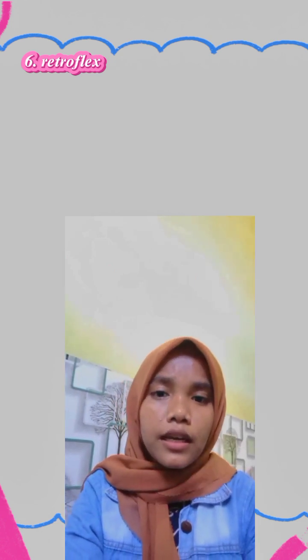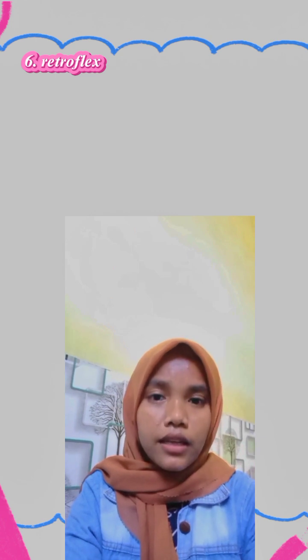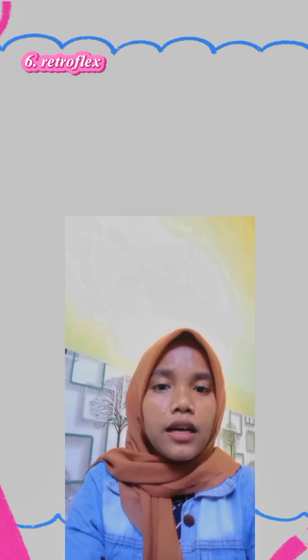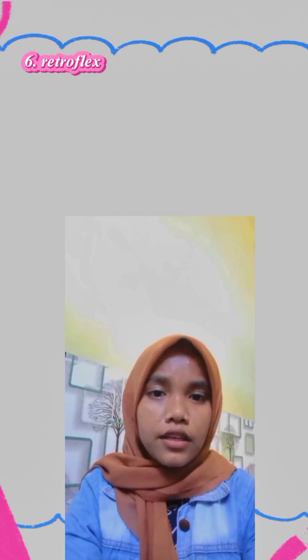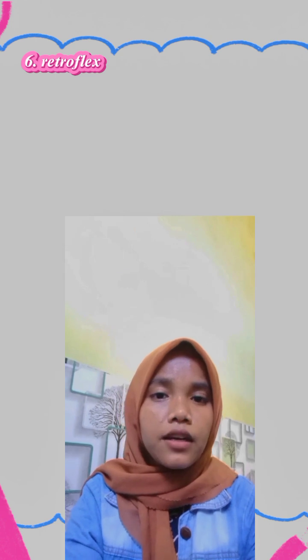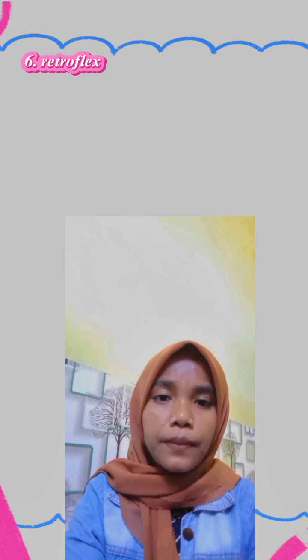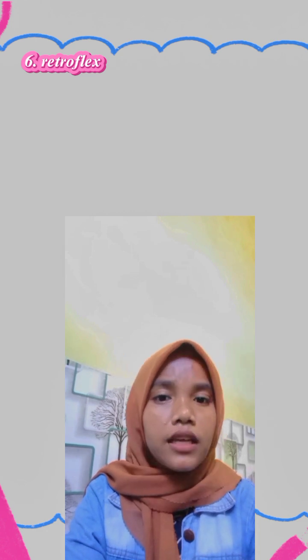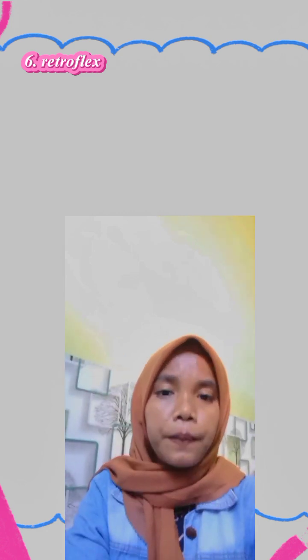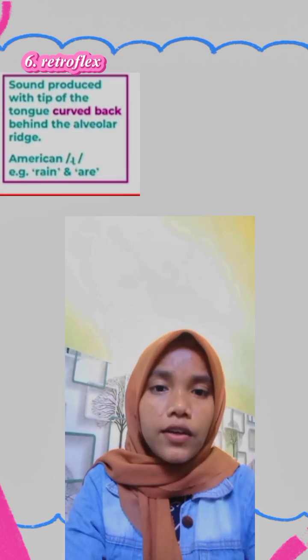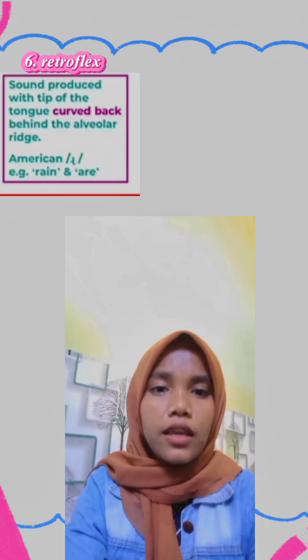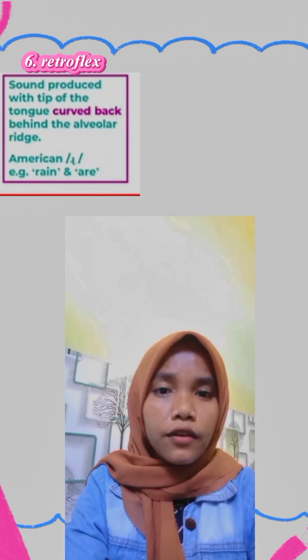Now there is also another place that you will see mentioned sometimes, and it's called retroflex. It's very similar in place to post-alveolar, but retroflex means that the sound is produced with the tip of the tongue curved back just behind the alveolar ridge.